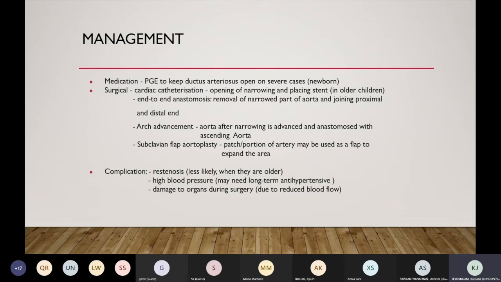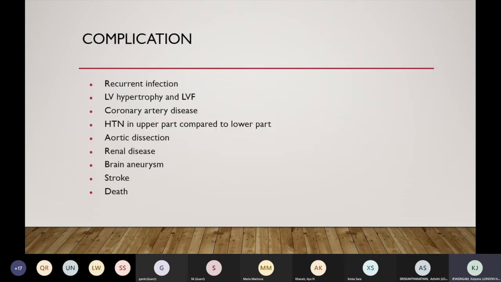The complications of the surgeries are that despite the surgery being successful, there might be a restenosis. There might still be high blood pressure, and they may need long-term antihypertensives, or there might be end organ damage during the surgery due to reduced blood flow, because it's quite an invasive surgery and you're operating on a part of the body which is responsible for supplying blood to all parts of the body.